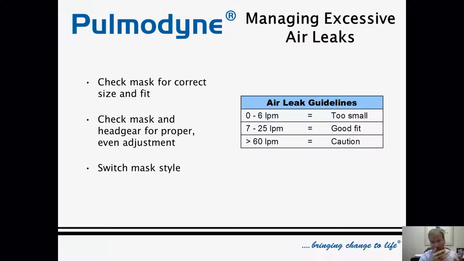They're also set up to leak when you exhale so that there's room for the exhaled tidal volume or end-tidal CO2 to be released. So this shows you that air leak guidelines 0 to 6 would be too small of a leak. 7 to 25 liters per minute means that you have a good fit, and a 60 liter per minute leak means you're probably getting an alarm because you have too big of a leak. So the point is these masks are not designed to be completely sealed. They're designed to have leak built into them.